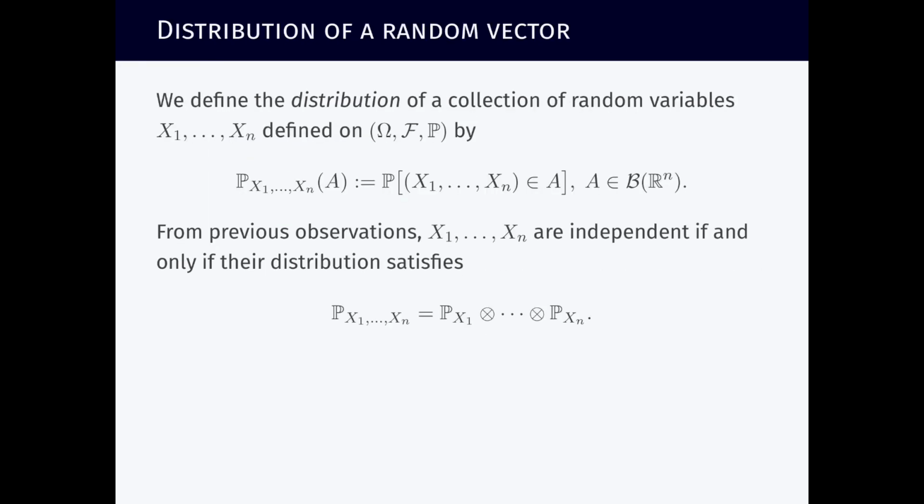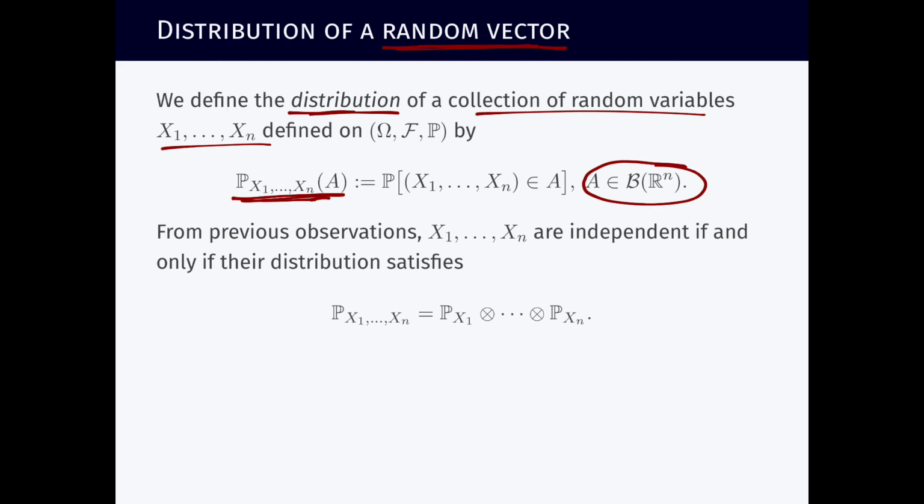And now I find it very beautiful how everything connects together. So a random vector, what is a random vector? A random vector is just a collection of random variables put one after the other. What is the distribution of a collection of random variables? It's analogous to the distribution of a single random variable. It's a probability measure on Rn. It's a probability measure that to each Borel set will assign the probability that the random vector is in that set.